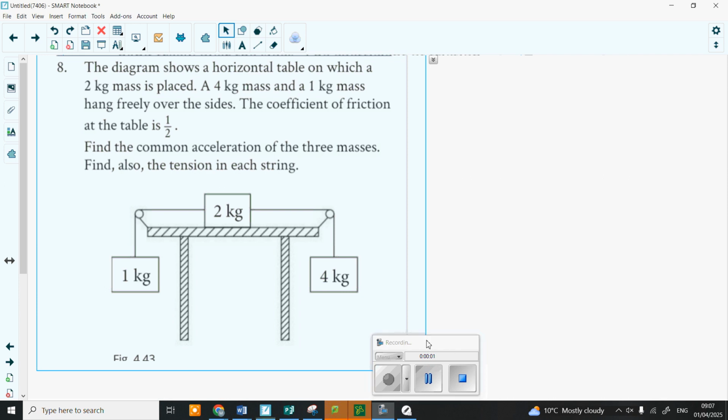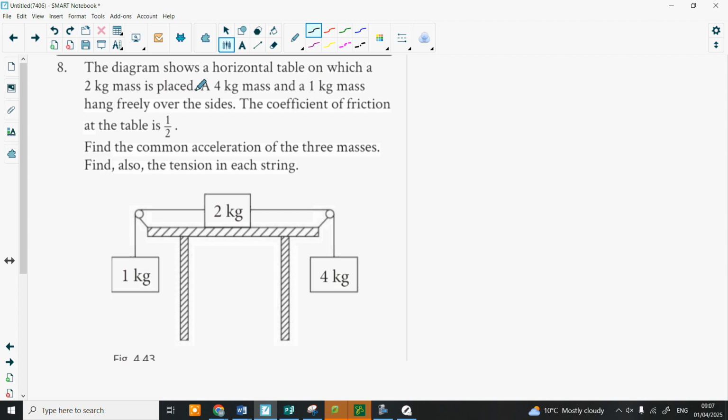3, 2, 1. Now, the diagram shows a horizontal table which has a 2 kilogram mass placed on it, with a 4 kilogram mass and a 1 kilogram mass hanging over either side. The coefficient of friction, mu, is a half. Find the common acceleration. So it's given away part of the formula.